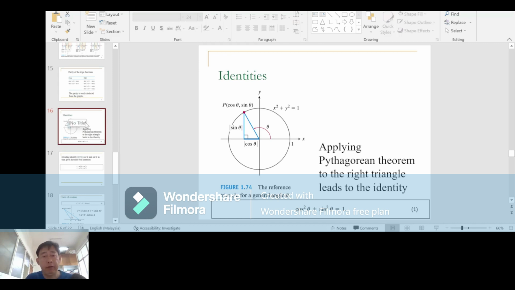So first of all, we begin by talking about the basic identity that the square of cos added to the square of sine is equal to 1. So this is a very simple identity which could be straightforwardly derived from Pythagoras theorem.